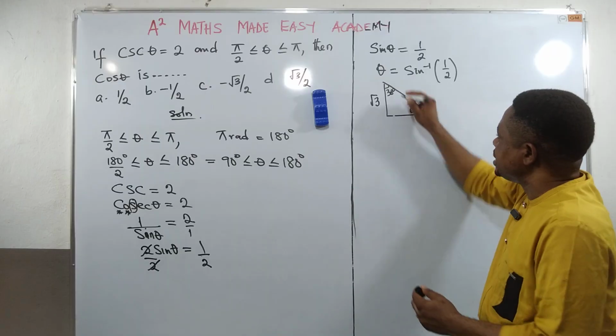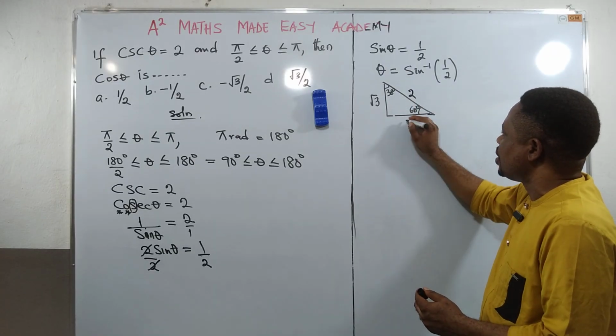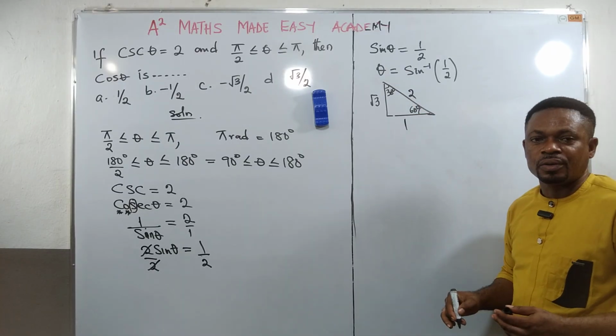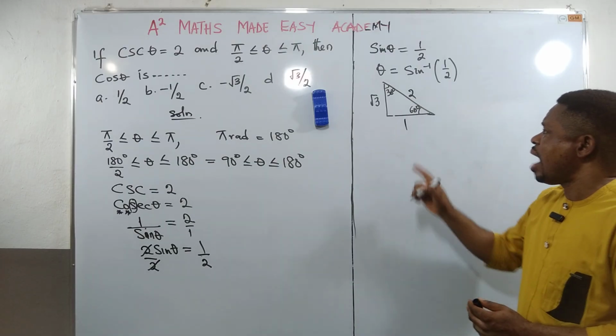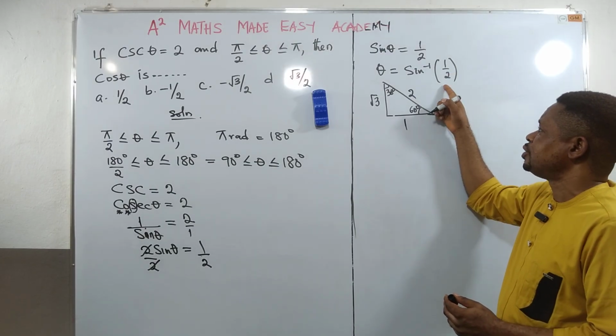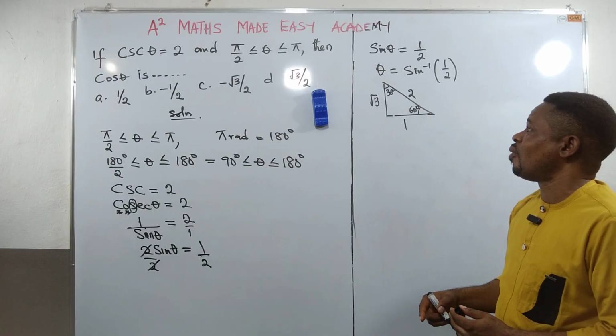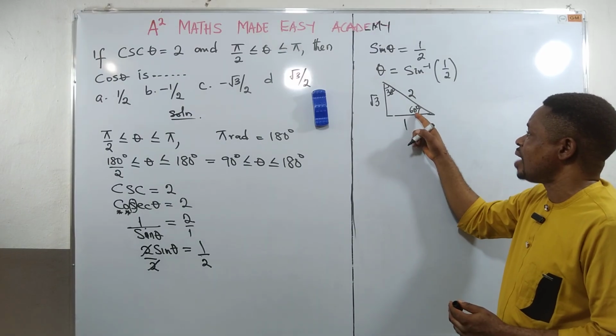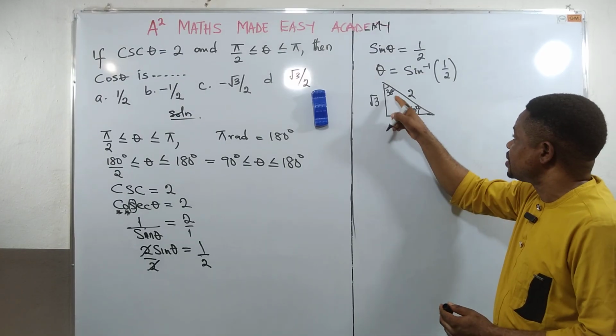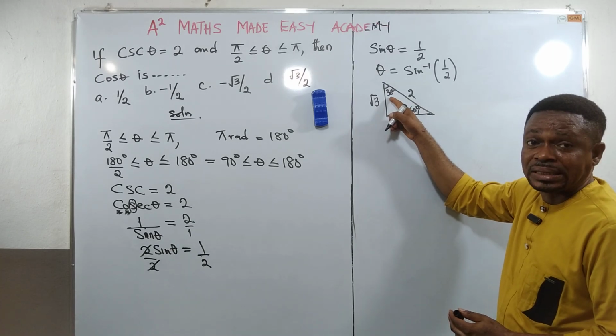So the longest length is always 2, and the down one is always 1. Then the question is, how am I going to generate 1 over 2? Based on sine. If I take this angle now, I cannot get 1 over 2. So I'm going to take the upper one, which is 30 degrees.